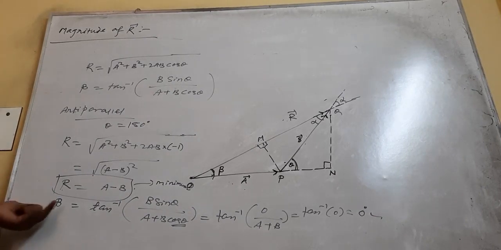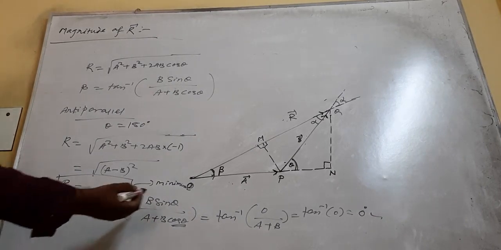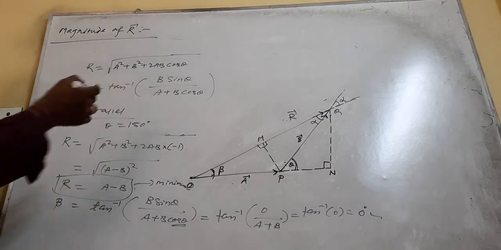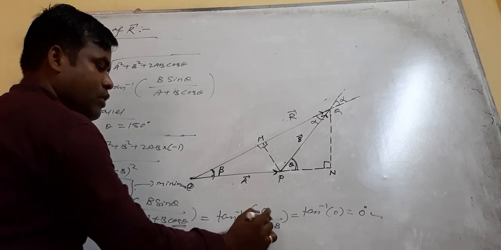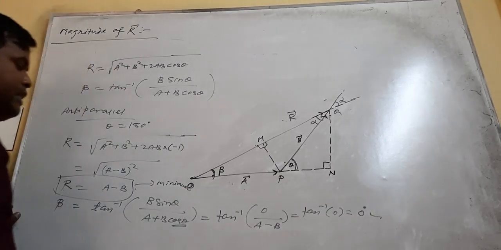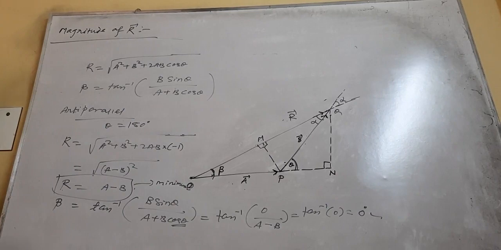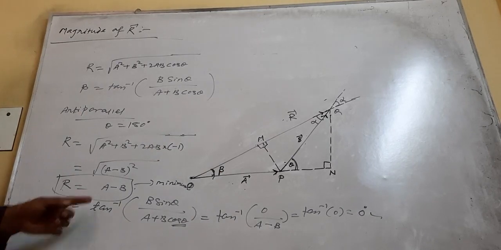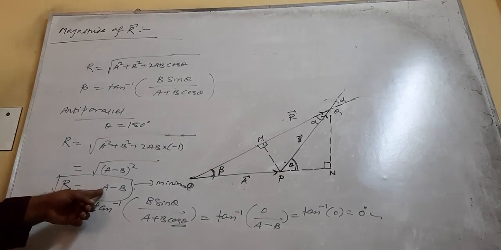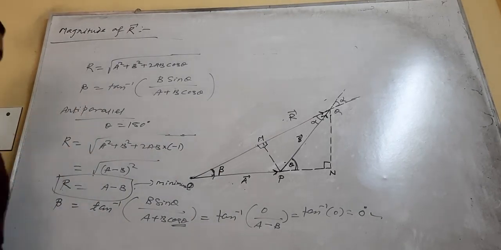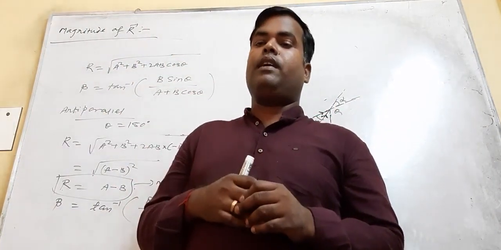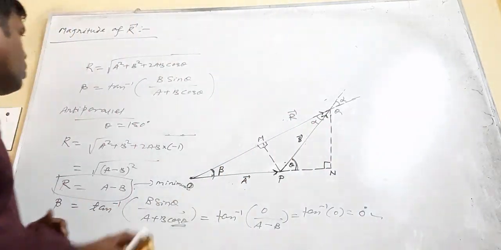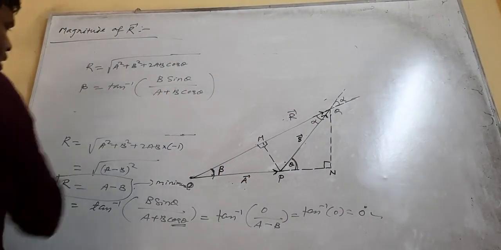So similarly, what is the direction? Beta is equal to tan inverse of b sin theta by a plus b cos theta. Sin 180 degree is 0, and the denominator is a plus b cos theta with cos theta minus 1, so it is a minus b. Again it is 0 degree, meaning the resultant vector acts at an angle 0 degree in the direction of the a vector. As we have taken a as greater, in the case of anti-parallel vectors the resultant vector acts in the direction of the greater one.